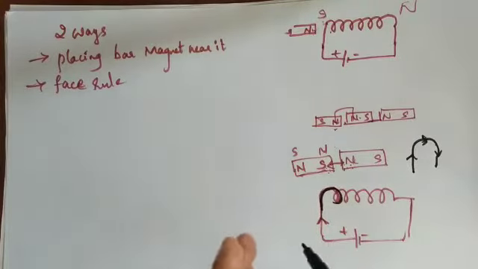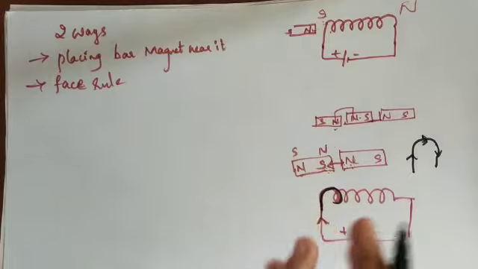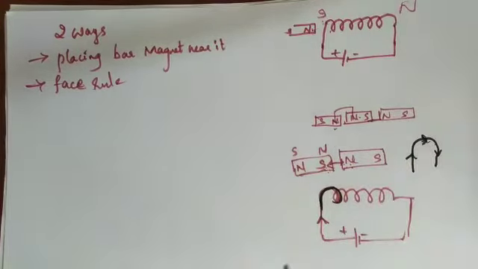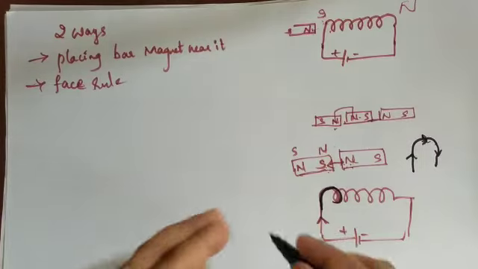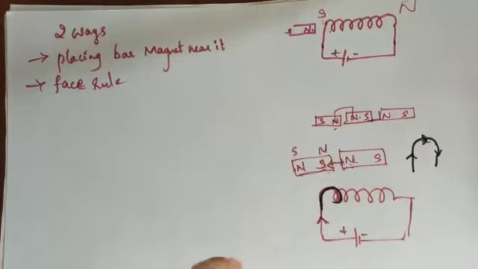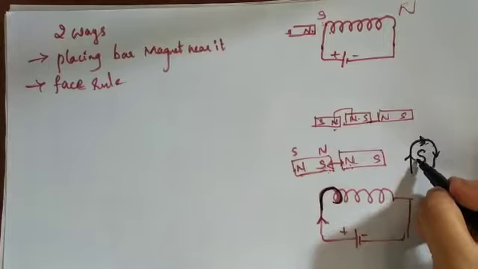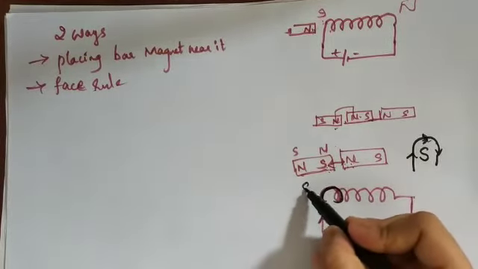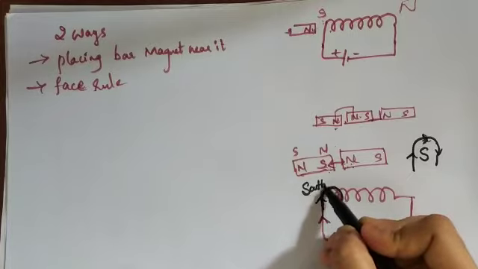I can say this is entering into the solenoid, meaning in two ways I can say it. One is the clockwise direction, another is that the current is entering inside the solenoid. Then that direction is called the south pole, isn't it? So this direction I can say is the south direction.